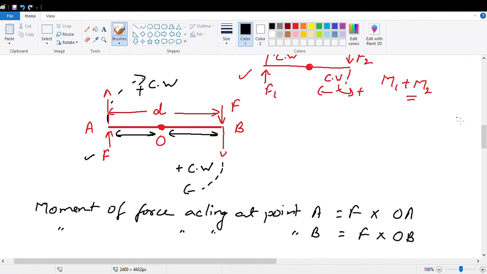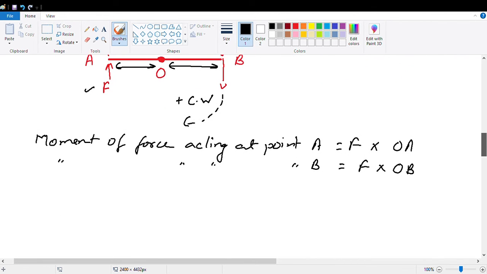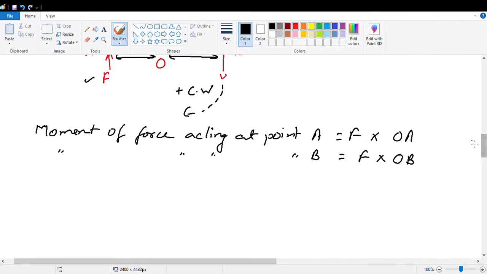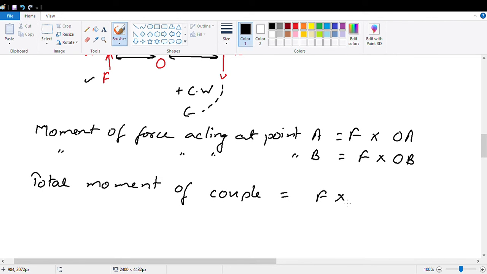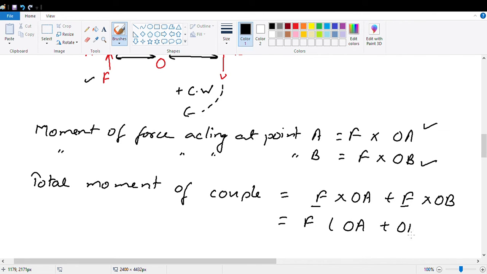Now, both the moments of forces are acting in the same direction, so we can add them. So the total moment of couple will be equal to F into OA, this part, plus this part, F into OB. Here you can see F is common, so we can take F common outside the bracket. OA plus OB will be remaining.